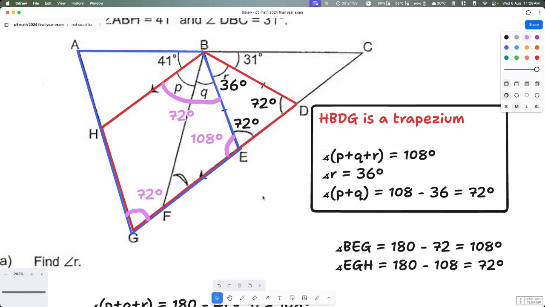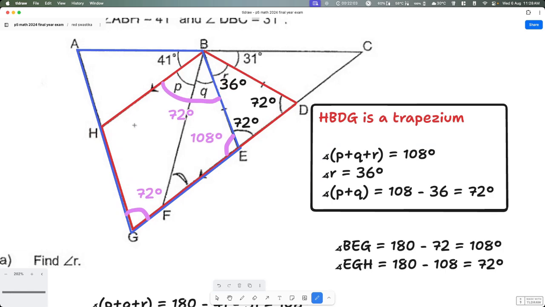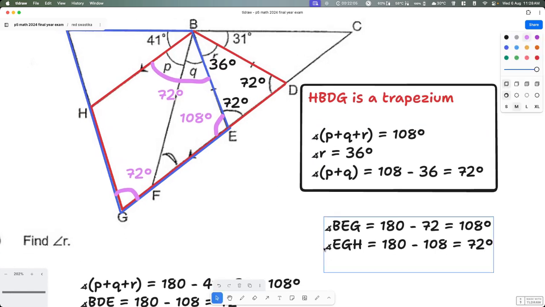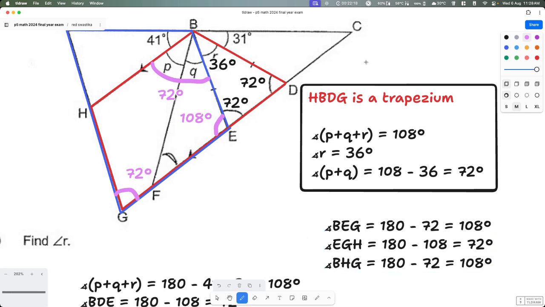If you were to see the trapezium over here, 72 minus this as well. So angle BHG, I'm just gonna put here, it's 180 minus 72 degrees as well. Okay, then that means in this case over here, this is also 108 degrees.